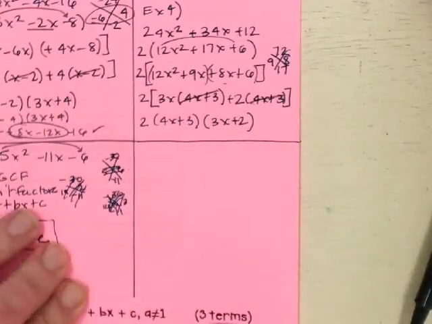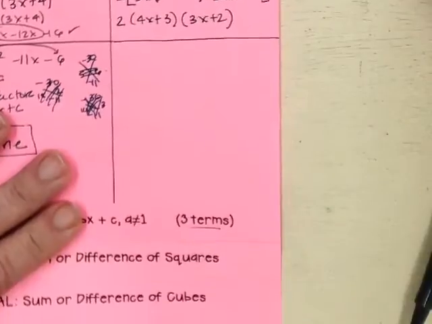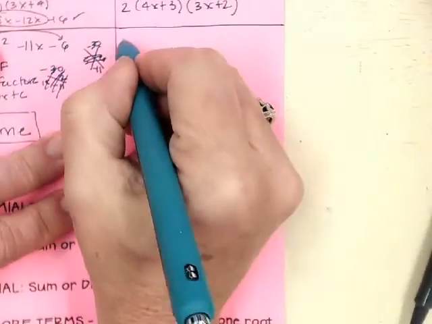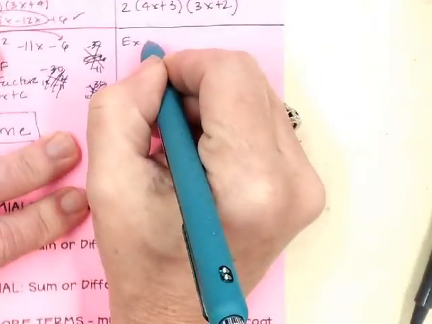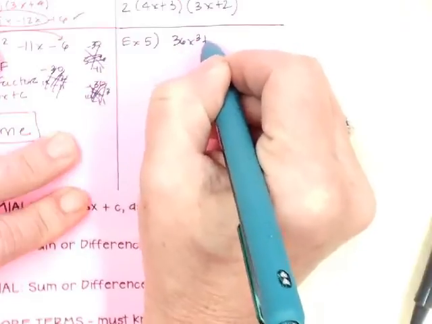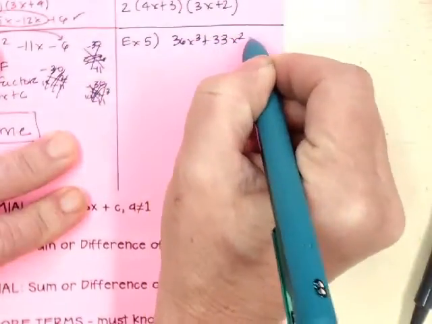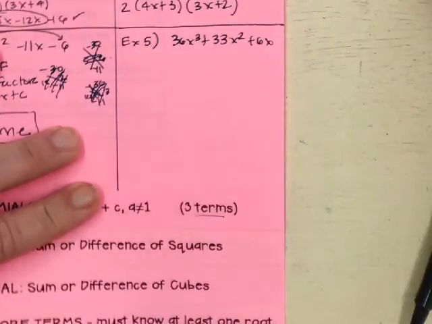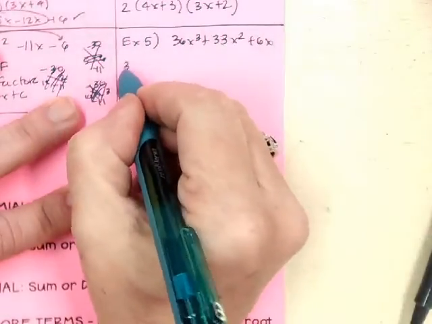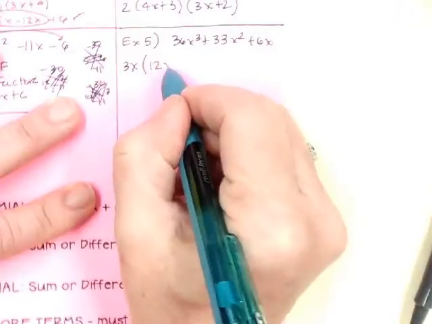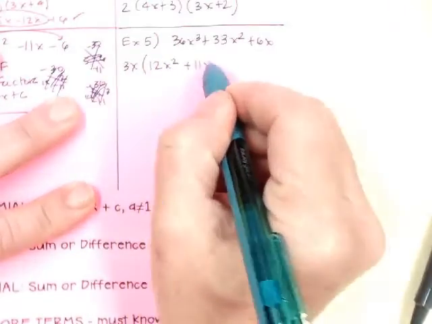And I'm trying not to make this video go to 20 minutes because it's already longer than it needed to be. Last one. I have 36x cubed plus 33x squared plus 6x. Look for a greatest common factor. I can take a 3x out of everything. So what's that going to leave me? 12x squared plus 11x plus 2.